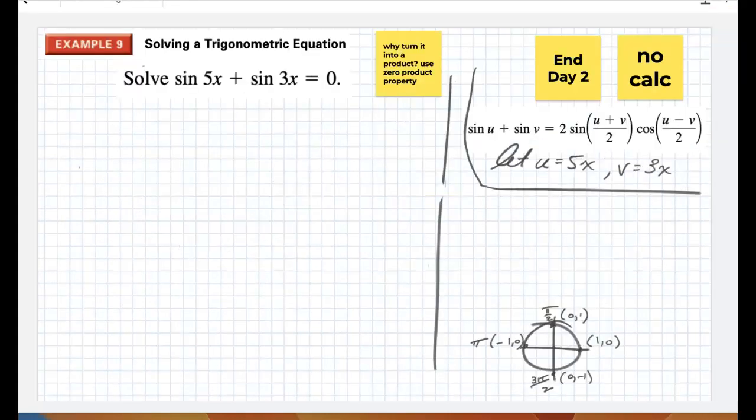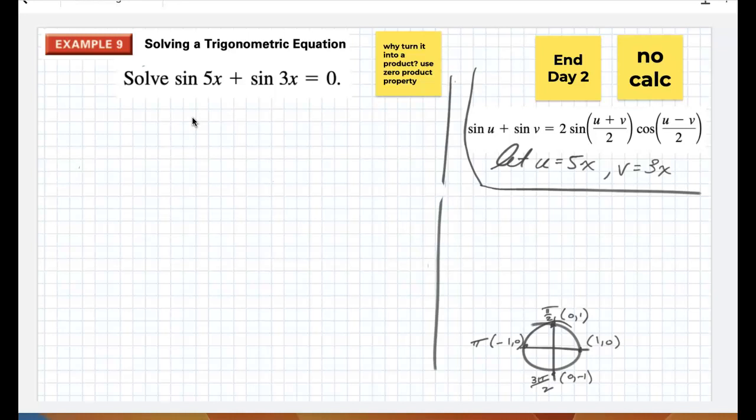Okay, example 9, that's a big one. It looks innocent enough: just solve sine 5x plus sine 3x. Again, you're given a list of formulas, and it would be up to you to think about a way that you could get to solving that. Why would we take that sum and turn it into a product? The answer is to use the zero product property.